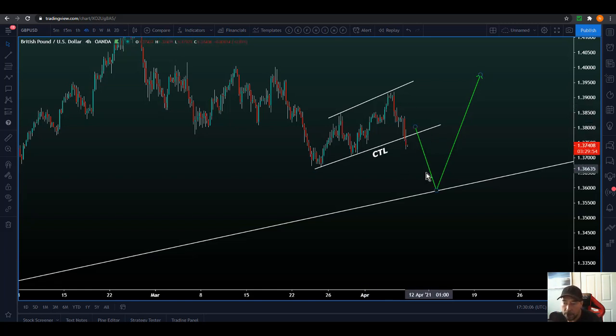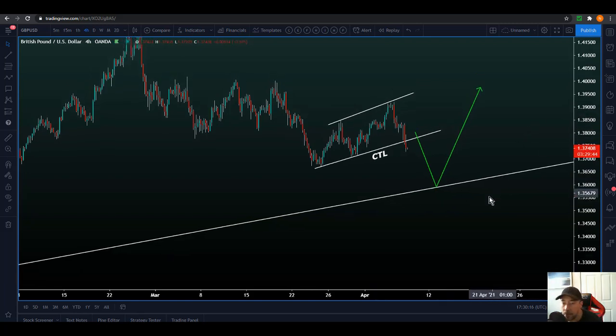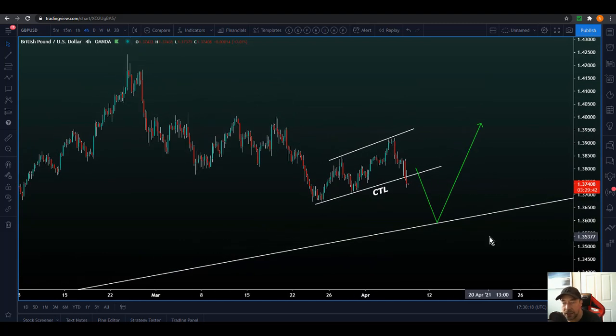But potentially we could come into 136,500, somewhere around there, or maybe test that big number 137, and then look to bounce. And maybe we'll see that seasonality kick in.